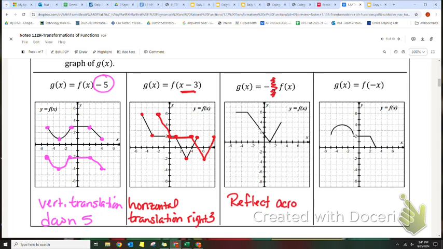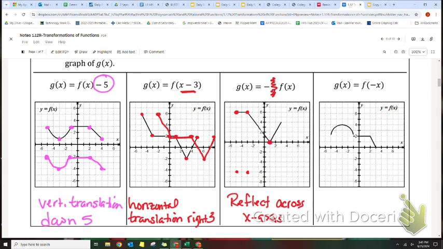Reflect across x-axis. All right, so I'm going to go across the x-axis. I'm up here at, what is that, 6? So I'm going to go down to negative 6. Here I'm up at 6. I'm going to go down to negative 6. I'm just reflecting it.